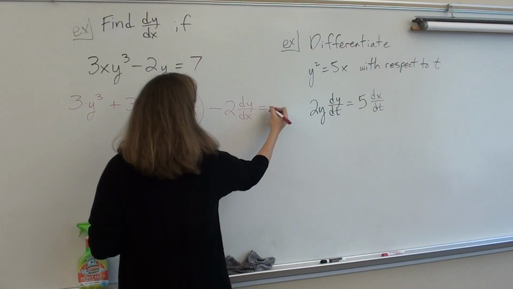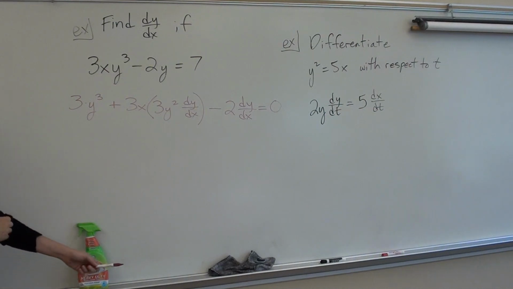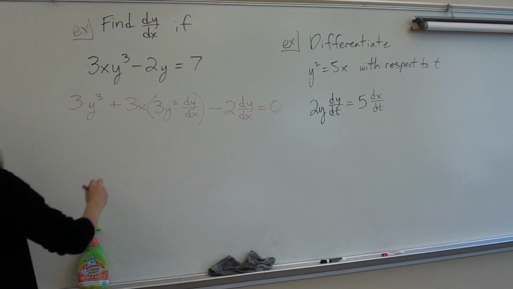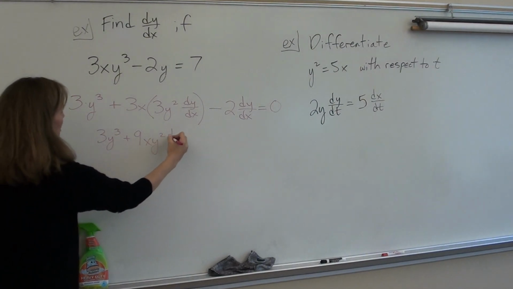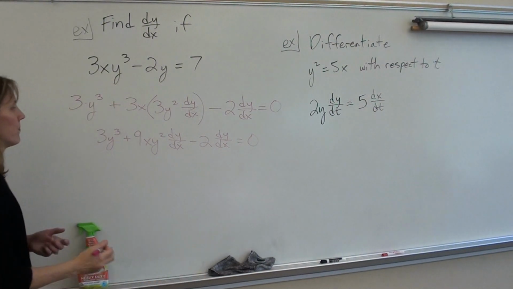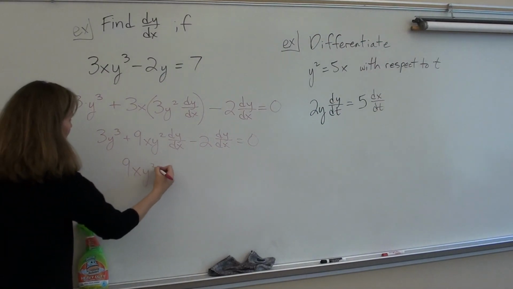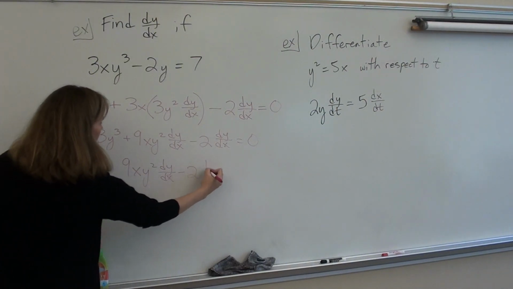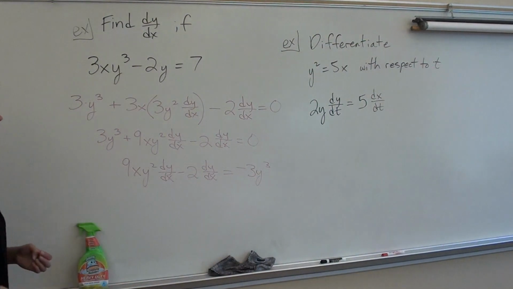What's the derivative of 7? 0. This one has to find dy/dx, so we're going to have to solve for dy/dx. Yay, algebra, right? Okay, so here's just cleaning it up. We have 3y cubed plus 9xy squared dy/dx minus 2 dy/dx equals 0. When you have something in multiple terms and you need to solve for it, get all those terms on one side and move everything else to the other side. So we're going to keep the dy/dx terms on the left, and we're going to move the 3y cubed over to the right.